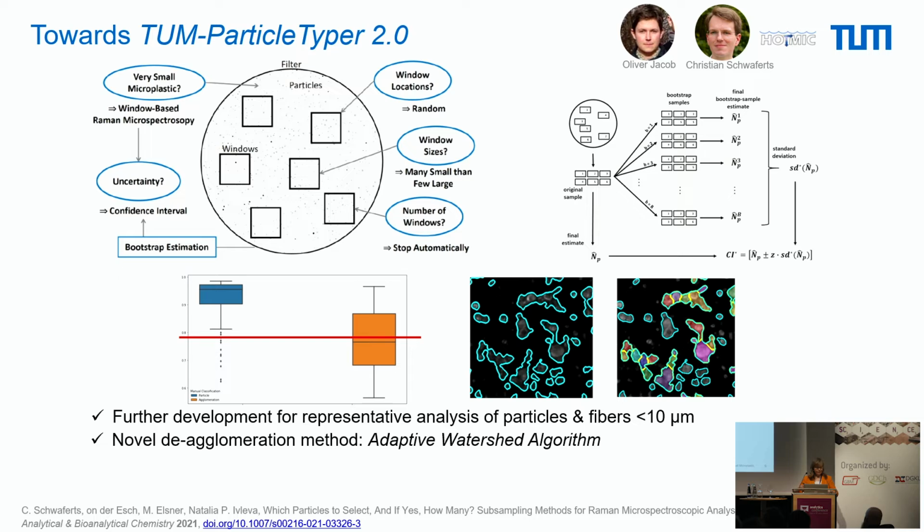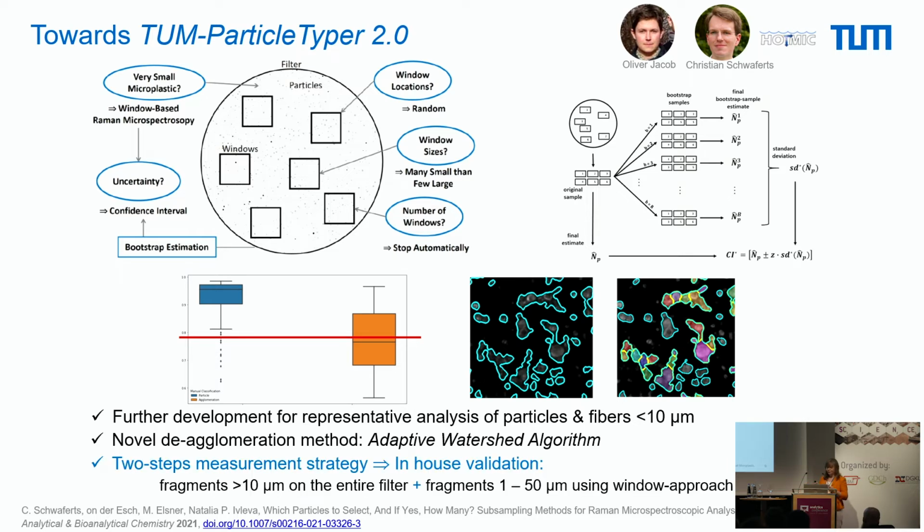So we compared what curvature particles have to use this deagglomeration procedure, and this deagglomeration is now done automatically to avoid human bias. So if we combine these two steps, the analysis of the entire filter for particles bigger than 10 micrometers and the analysis of fragments with the window method for the size range from 1 to 50 micrometers, we can have an overlap for our in-house validation. So these methods we applied for the analysis of particles bigger than 1 micrometer.